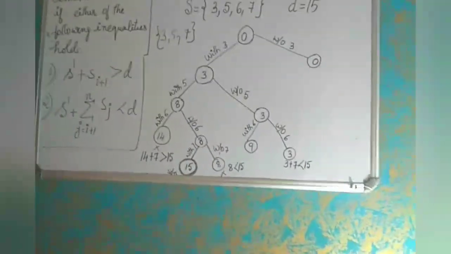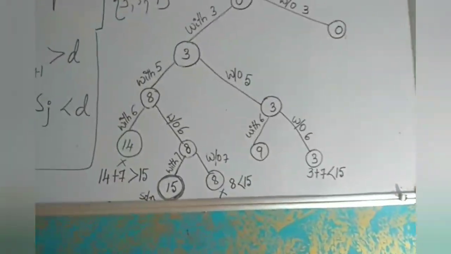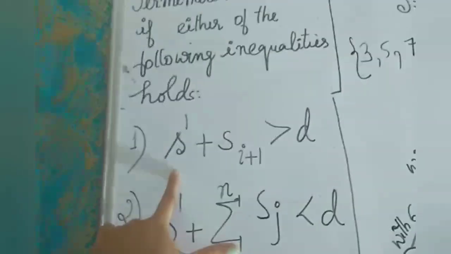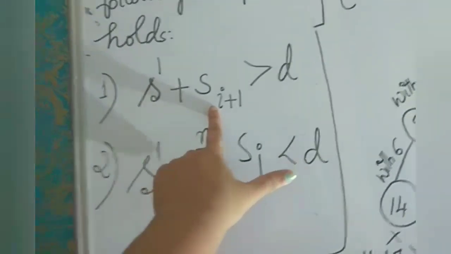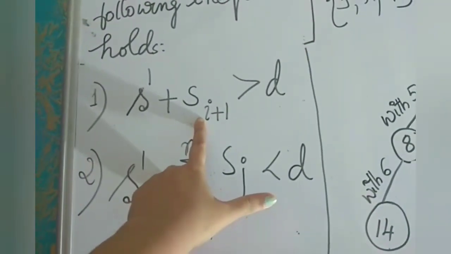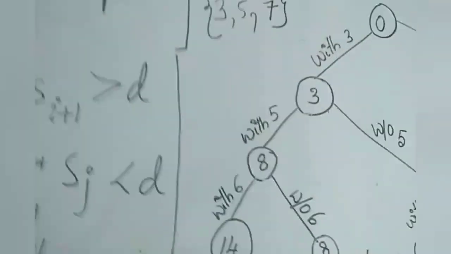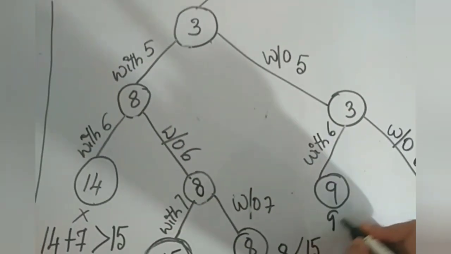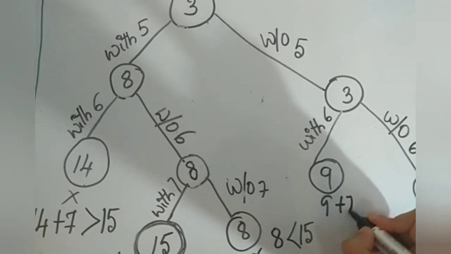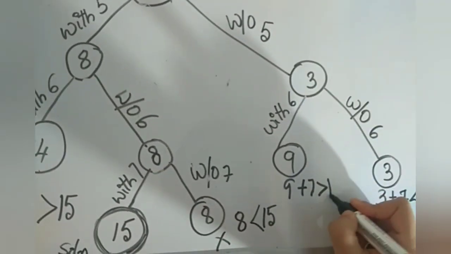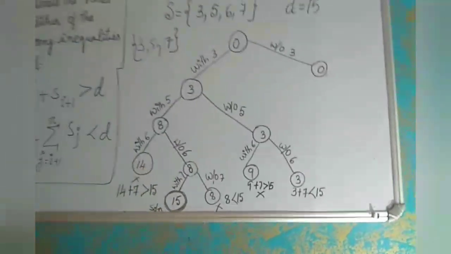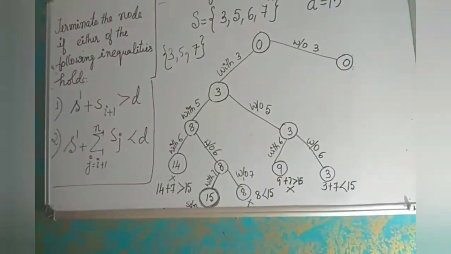The next element is 7. So if you add 7 to 9, 9 is the sum which we have. The next element is 7. 9 plus 7 is equal to 16, which is greater than 15. Right? So 9 plus 7 is greater than 15. So you have to stop. You have to consider it as a dead end and you have to stop.